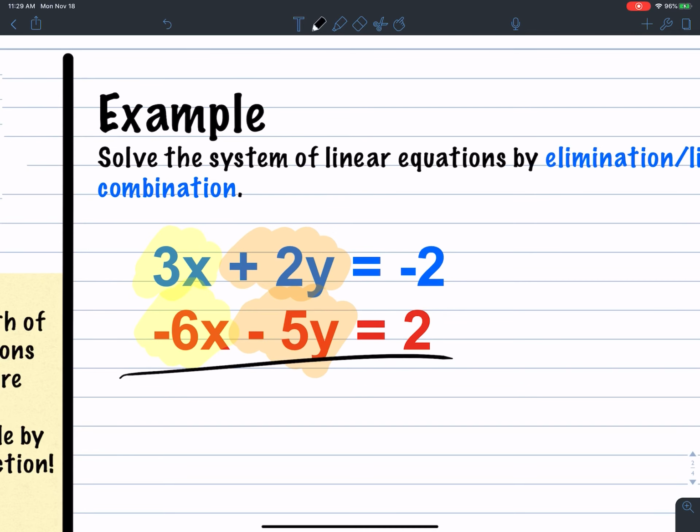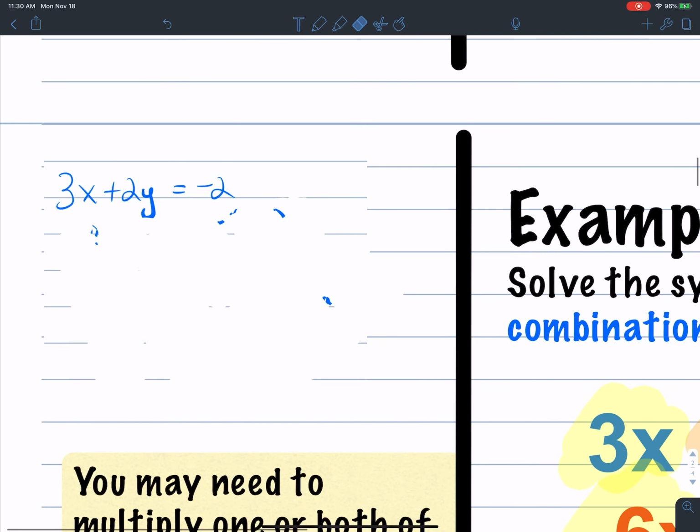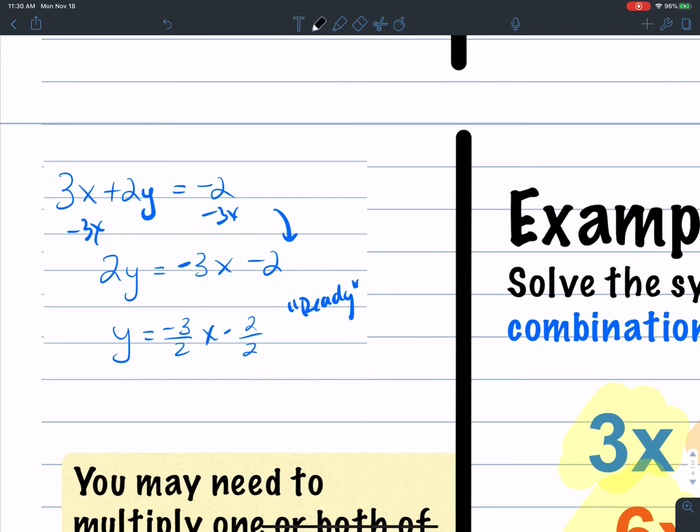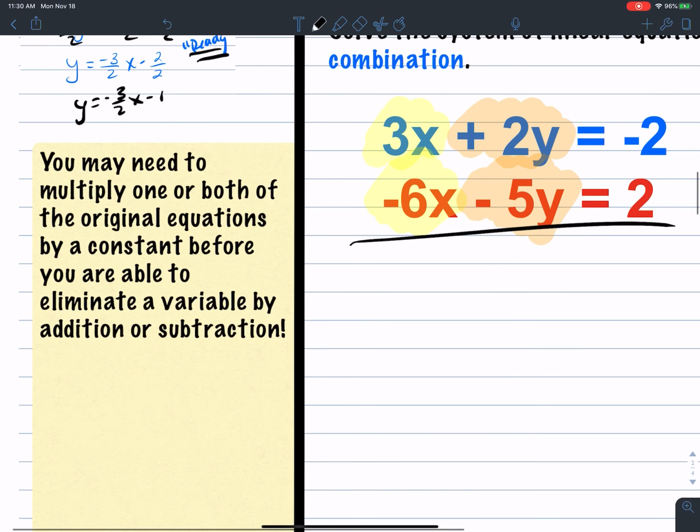So we might need to do a little setup work. Just like we did with the substitution method, sometimes we had to do a little work to get an equation to be ready for substitution. So like this one here, first I would have needed to subtract 3 x's, and then I would have needed to divide everything by 2. And then I finally would have gotten my substitution ready to go. So that will happen with the elimination as well. We might need to do a pre-step before we're able to use the method.